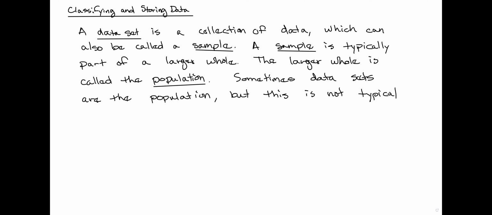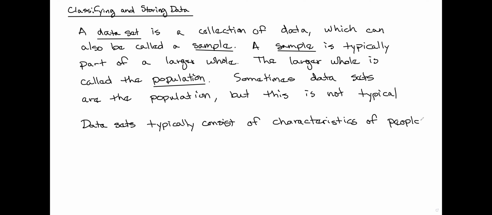Okay, so next let's go through and define another term. So data sets typically consist of characteristics of people or things. So in the examples that we just used, in the first case, if you were to look at the height and weight of your classmates, then those are characteristics of your classmates, right? They're their physical attributes, the representations of their physical attributes. The example that we used for cars, the gas mileage of a car is a characteristic of the car, all right? So the term that we're going to use for these characteristics is variables.